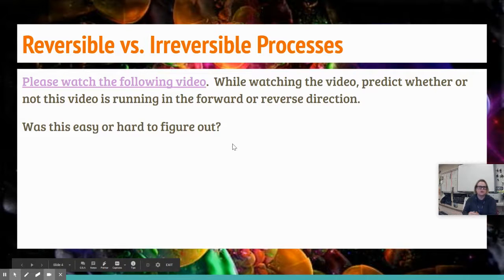This leads us to talk about reversible versus irreversible processes. So in order to do this, I inserted this video into what we call an Edpuzzle. And I'm going to show you two videos. At the end of each of the videos, it's going to give you a prompt to answer a couple of questions. While you're watching these two videos, what I want you to think about is, is it easy to predict whether or not these videos are running in the forward direction or running in the reverse direction? Think about if it's easy or hard to figure out. Make a prediction which direction the video is running in, and then type your answers into the Edpuzzle.